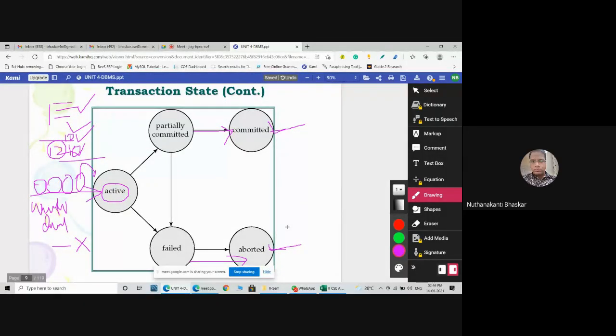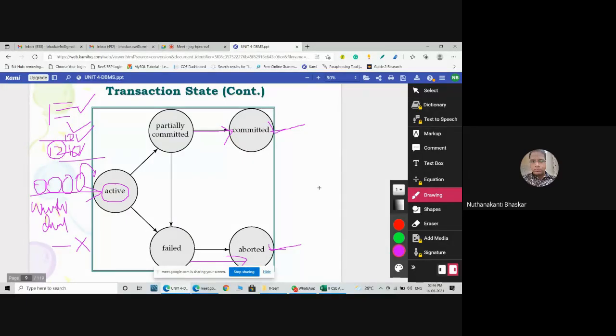When you are going to write any transaction program, the program must contain these 5 states. Based on these 5 states only, our transaction will be implemented. Clear? Transaction states are very important. You can expect one question from here in your external examination. All of you clear about these transaction states?